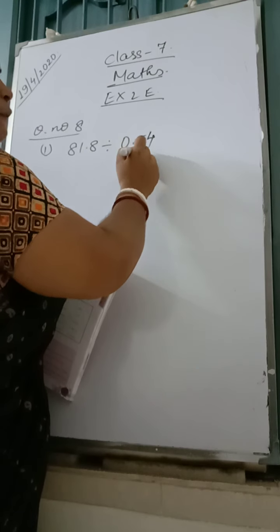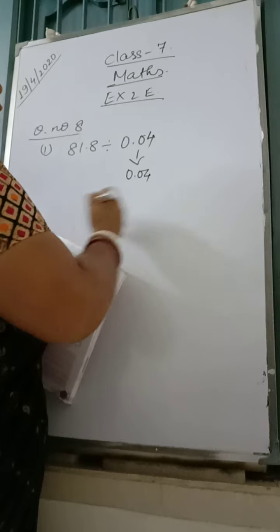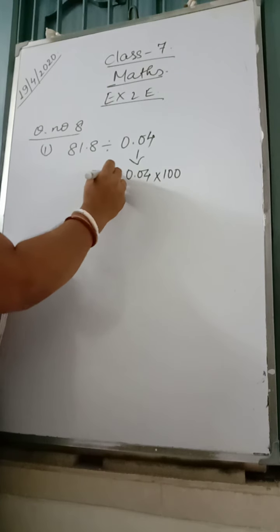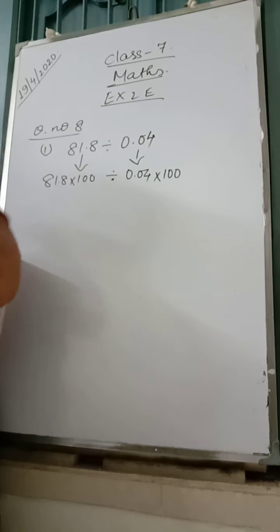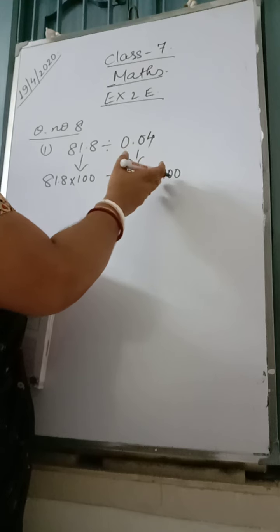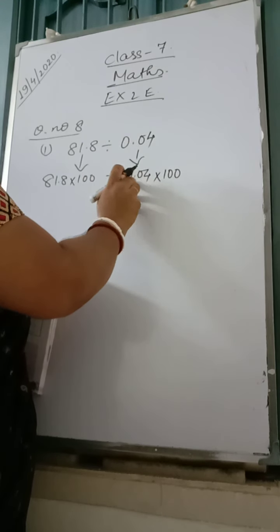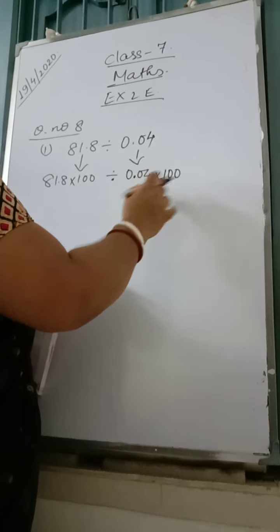What is our priority? What should be done with this 0.04 to remove the decimal? We have 2 digits, so I'll be multiplying with 100. If the divisor is multiplied with 100, the dividend also will be multiplied with 100. On both sides we have to do the same thing. If I require only 10, I will multiply by 10 on both sides. Now I have 2 digits after the decimal, so it has to be multiplied with 100. So the decimal is removed.